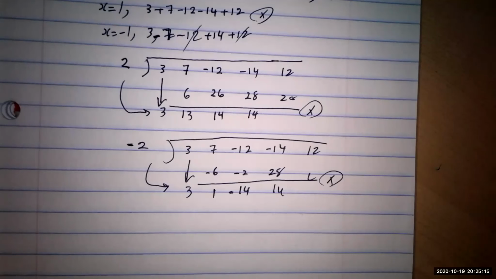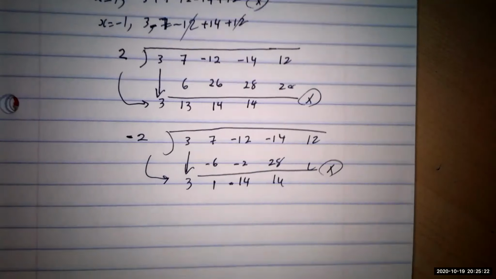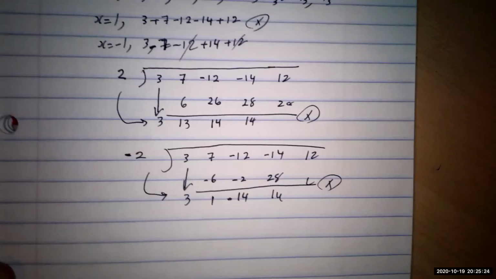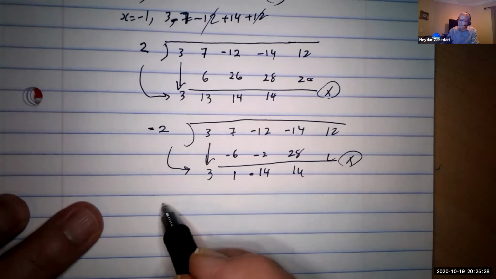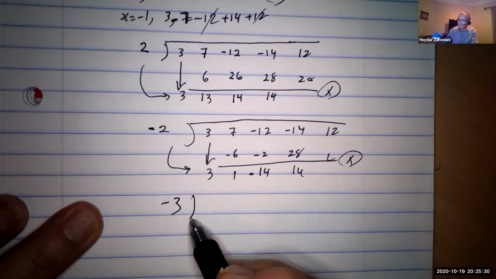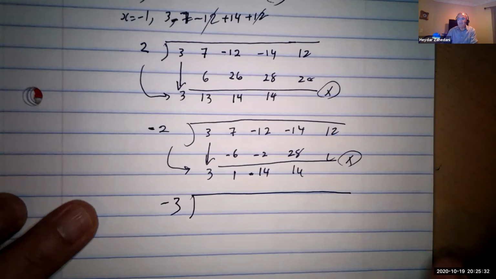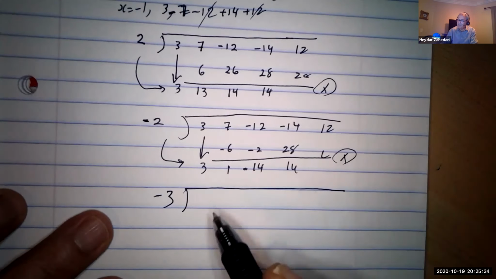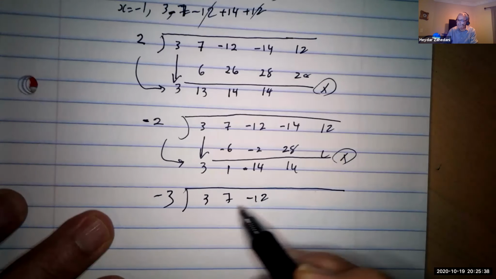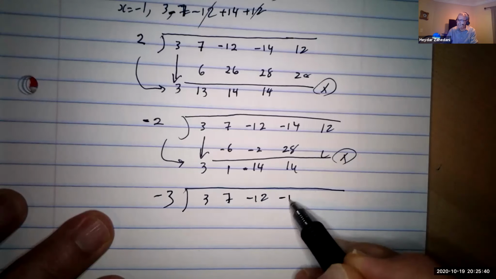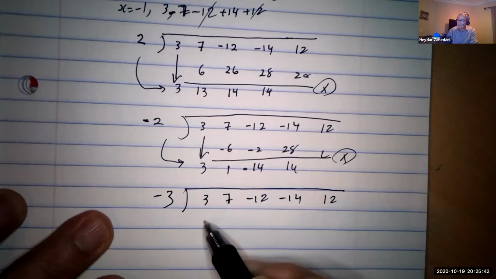-3 works. Yeah, it does. -3. I think so. I think it was one of these fractions that I liked in this problem that I put. Maybe nothing would work on that one. So let's see. This is 7 and -12, and negative 14 and 12.